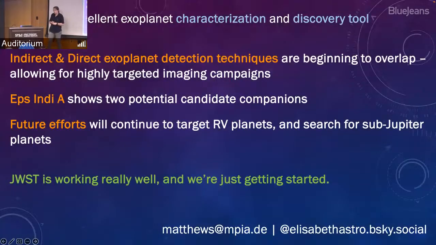So with that, I will wrap up and just share my conclusion slide. I hope I've convinced you that JWST is really exciting for exoplanet characterization, but there's also this really interesting discovery space. I've tried to show you that indirect and direct exoplanet techniques are beginning to overlap, and that we're beginning to have the ability to actually target our imaging observations at systems where we think we already know there's a planet. I also showed you some of the candidate companions that we've detected around Epsilon Indi A. We obviously have a lot more work to do there, but I think there's some really exciting data, and it's going to be a really fun project to work on.